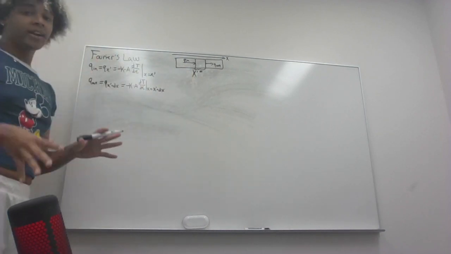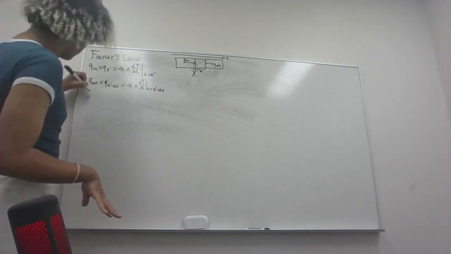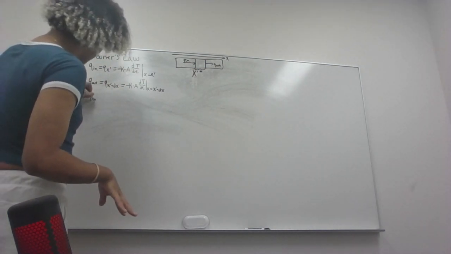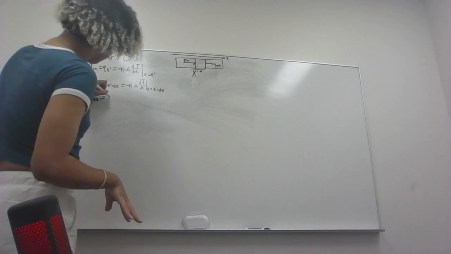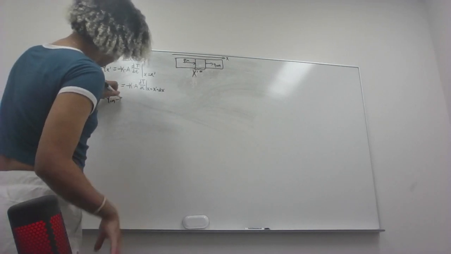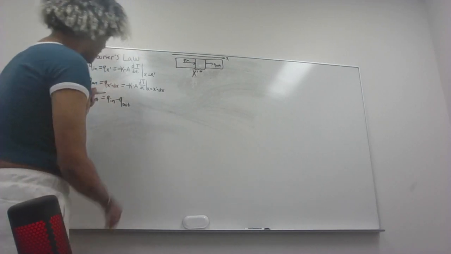So the last part of Fourier's law then also says that Q net is equal to the heat flux going in minus the heat flux going out.